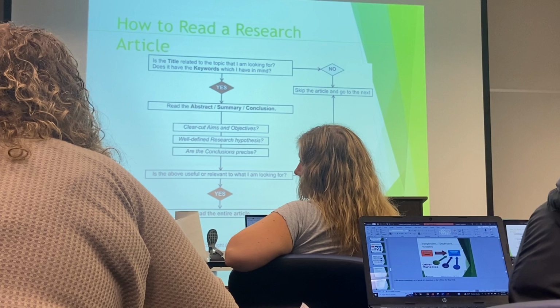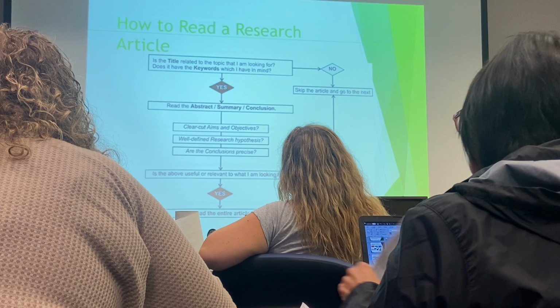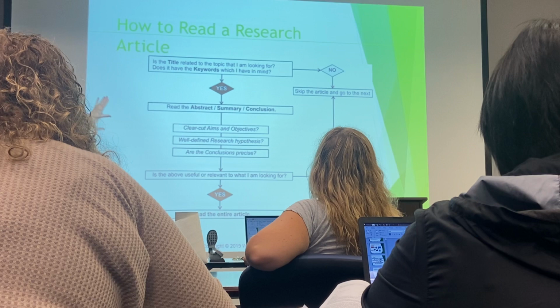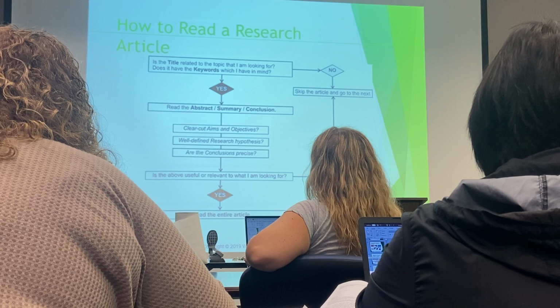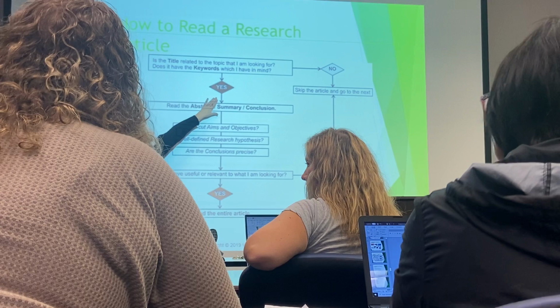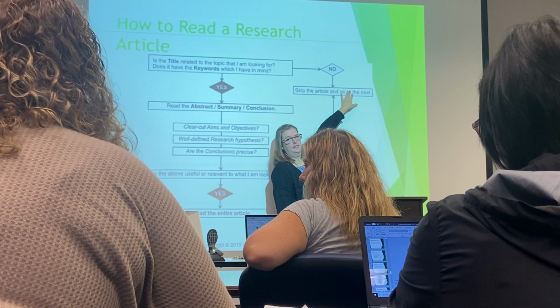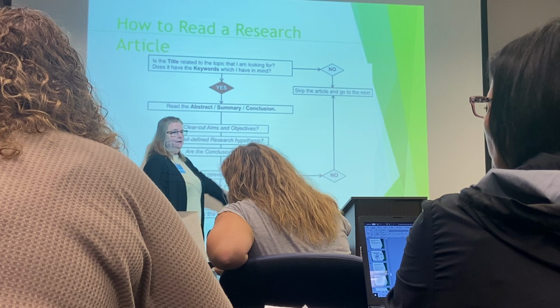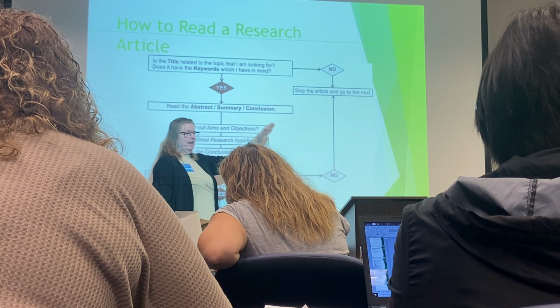All right. So here is a little flow chart to help you analyze your research article. Is the title related to the topic that you're looking for? Does it have the keywords that you had in mind? If yes, then I'm going to go on and look at it further. If no, I'm going to skip this article and go on to the next. This is a nice flow chart. I would print this out and keep it with my research and use it to analyze my research articles, to decide whether I'm going to use that research article or not.